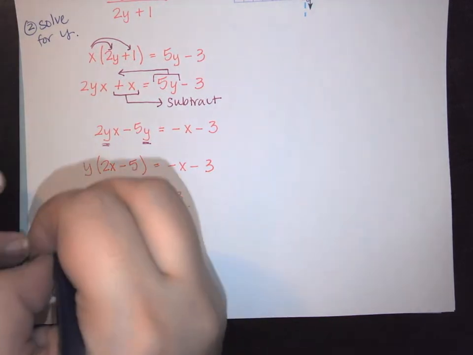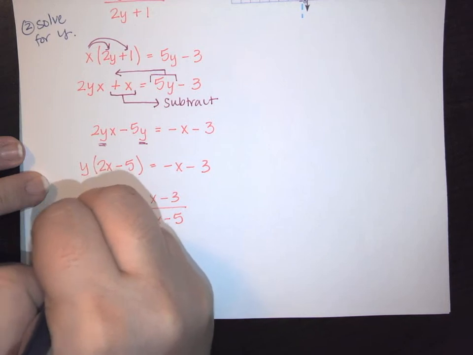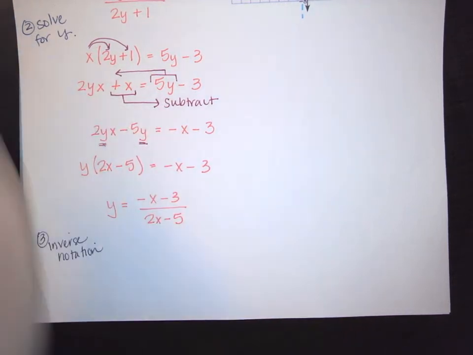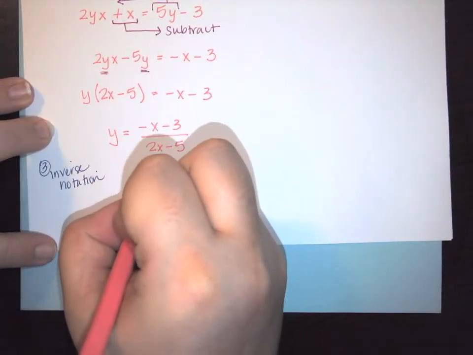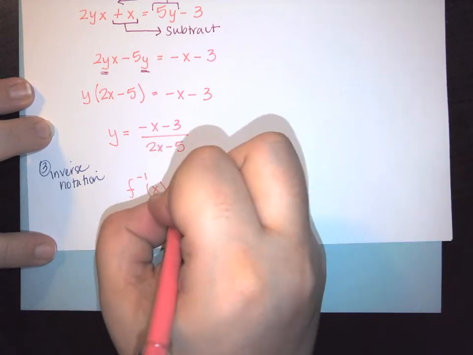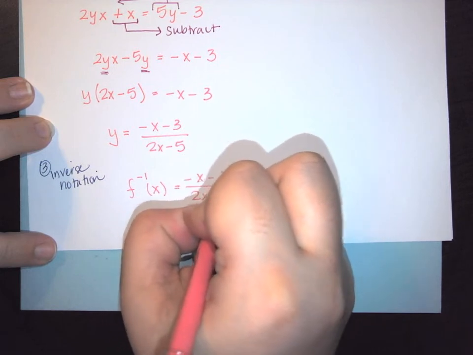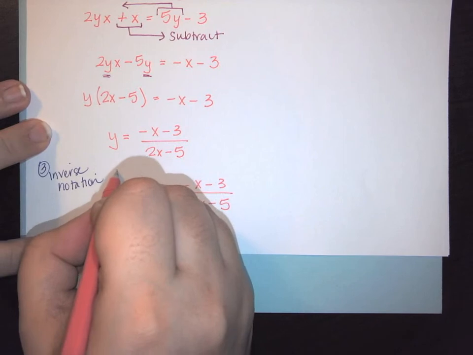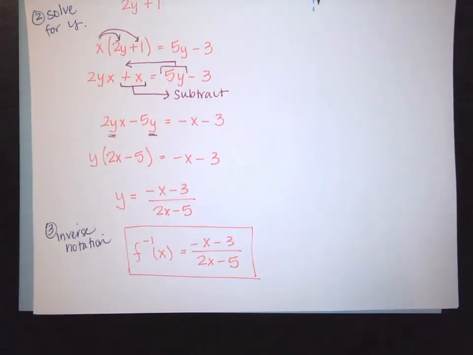Once you get down to that, the very last thing that we have to do is use the inverse notation. So inverse notation is going to say that this is the inverse of my function at x is (negative x minus 3) over (2x minus 5). Okay? And again, this is what I wanted.